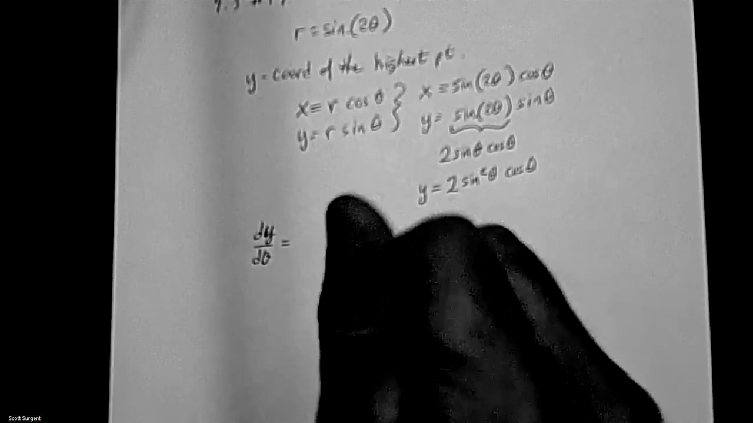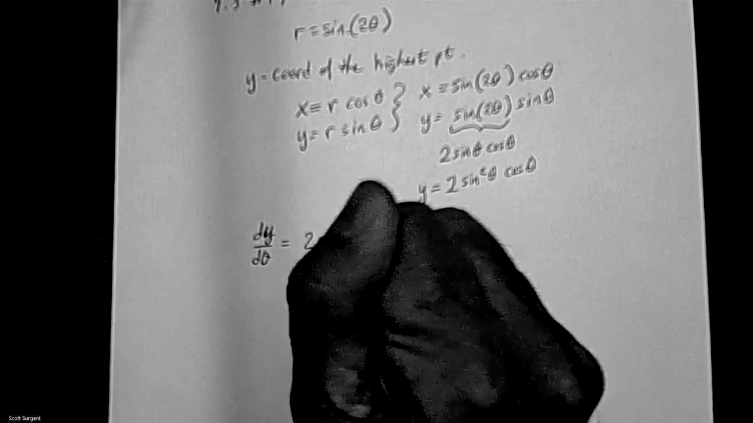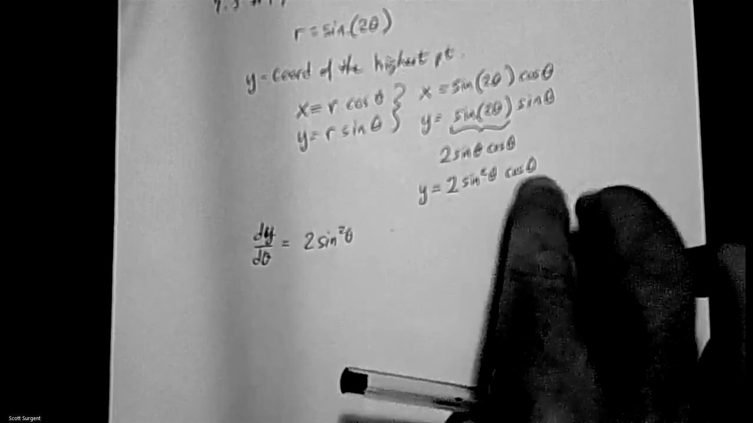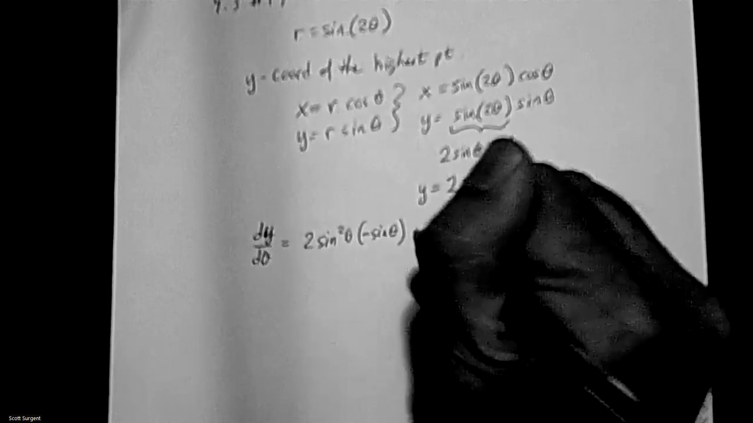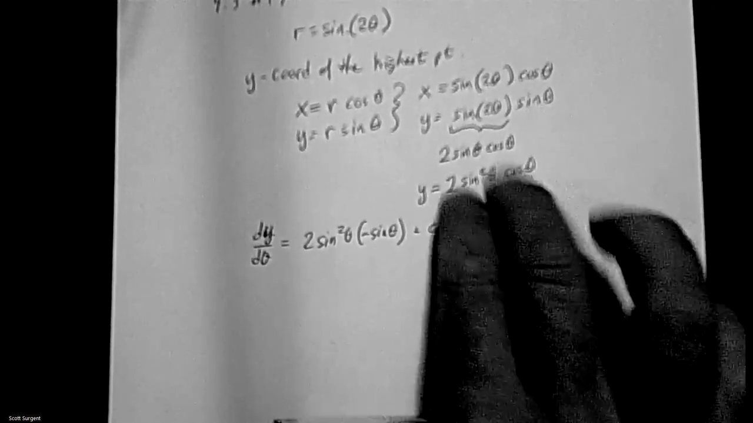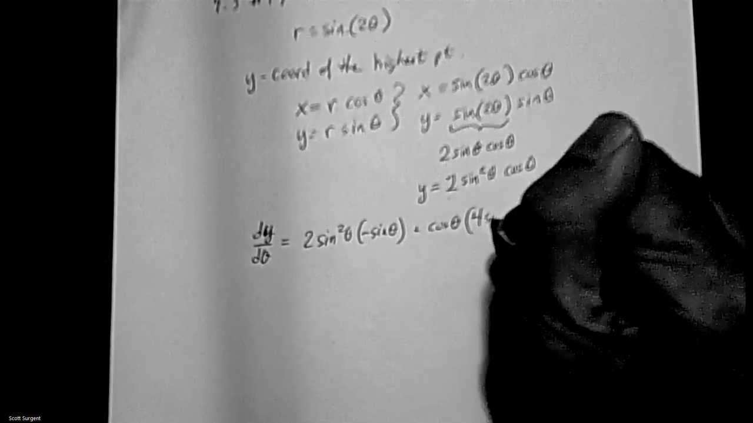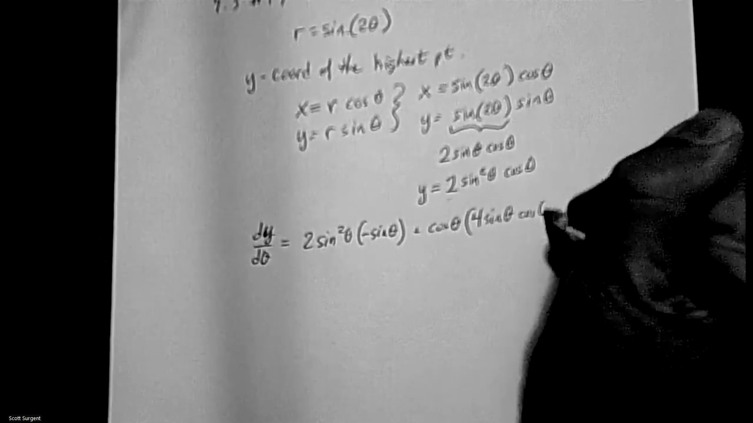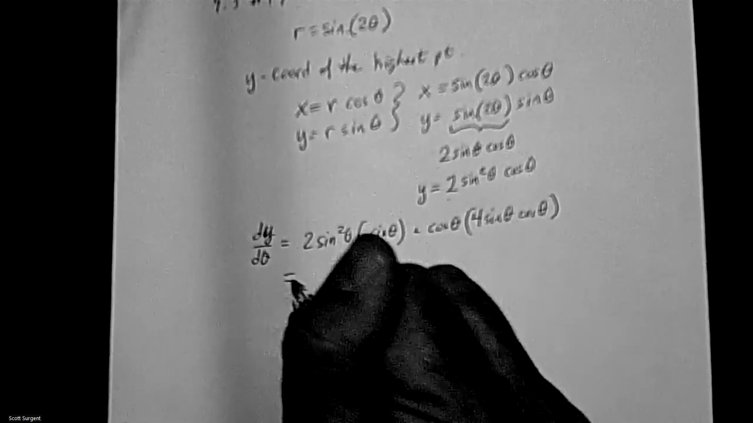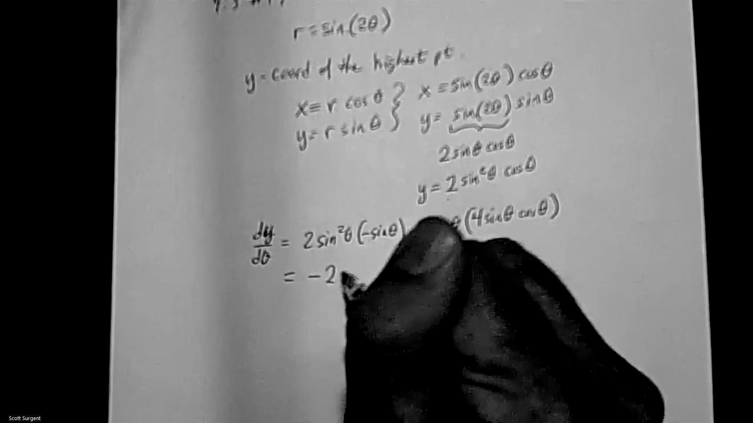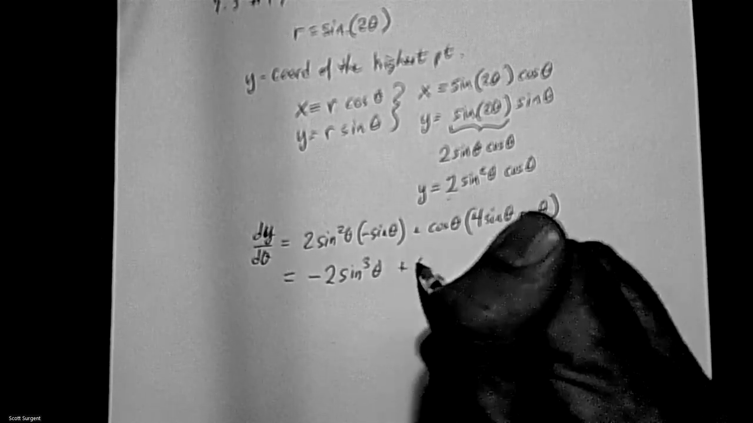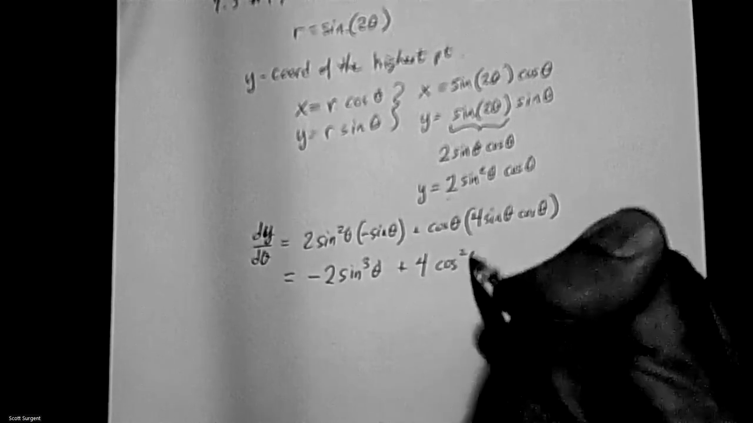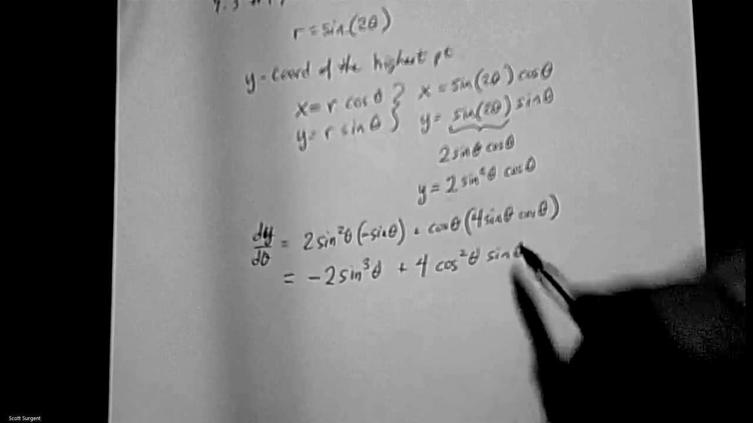That way, when I take the derivative, let's do it real quick. So first times derivative of second, which is negative sine theta, plus second, which is cos theta, times derivative. So that's going to be 4 sine theta cos theta. It looks kind of nasty for a moment. So I have 2 sine cubed theta plus 4 cos squared theta sine theta.